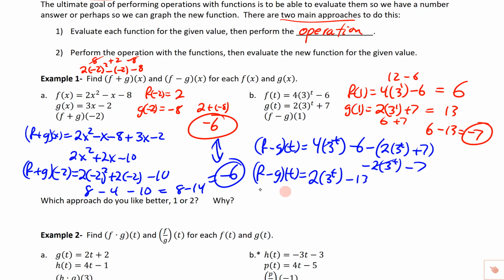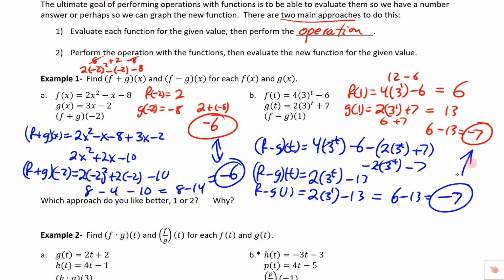So if we were to plug in a 1, so f minus g of 1, we'd have 2 times 3 to the first power minus 13. Let's see, 3 to the first power is 3 times 2, so we get 6 minus 13, so we end up with negative 7. So again, the same thing. Now, which approach do you like better? Do you like approach number 1 or do you like approach number 2? And do you have a reason for that?